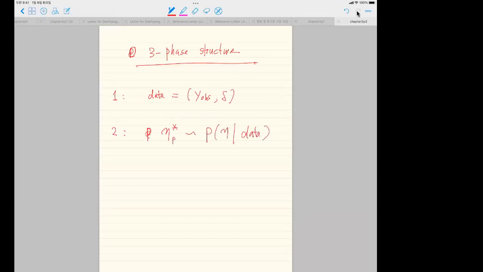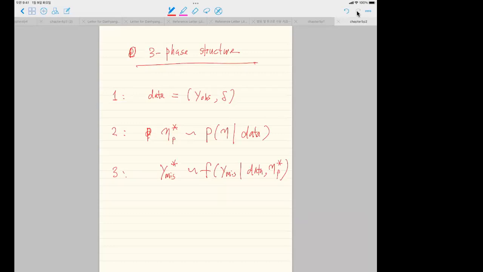So that's another randomness, right? And then the third phase is that, given the parameter, you generate missing data. You generate the imputation, Y miss star, that is actually f of Y miss given data and eta P star.